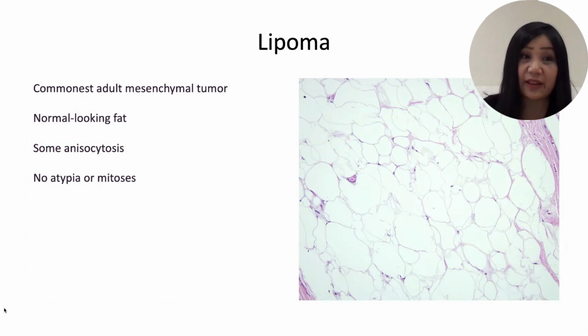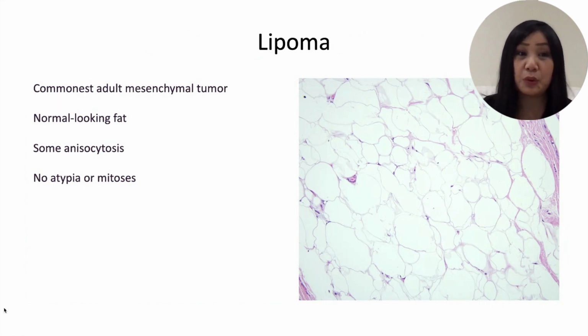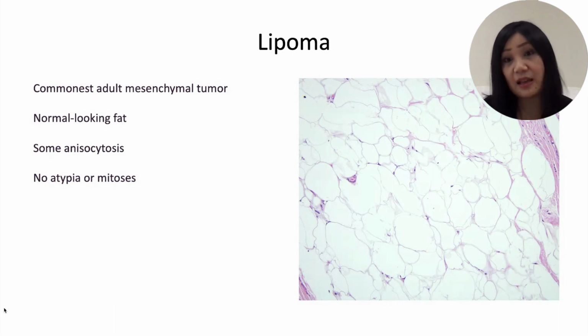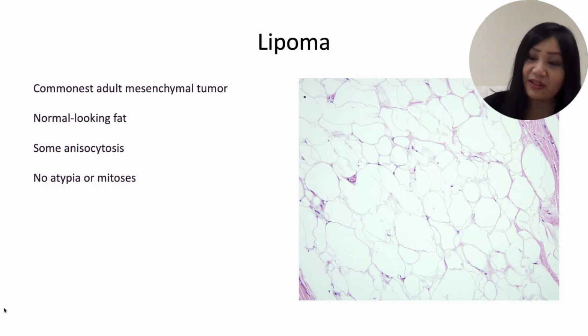Starting with lipomas, these are the commonest adult mesenchymal tumours, and they typically resemble normal-looking fat. Frequently, there is some anisocytosis, so there is variation in size of adipocytes. Frequently, we're told that variation in size of adipocytes is a criterion for well-differentiated liposarcoma. But we don't find that a useful factor because many benign adipocytic tumours can show variable change in size of adipocytic cells. So anisocytosis is not a useful criterion of benign or malignant.